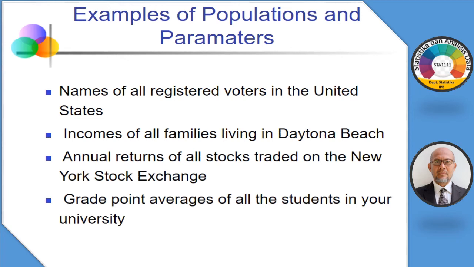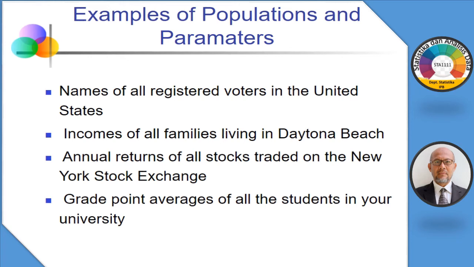These are examples of populations and parameters. For example, we have populations: names of all registered voters in the United States, names of all students of IBB University, for example. And then from populations, we calculate, and then we get parameters.